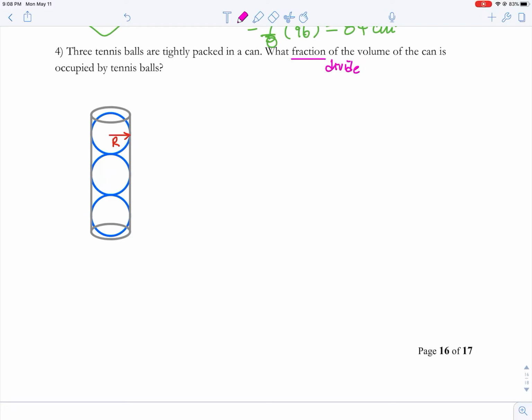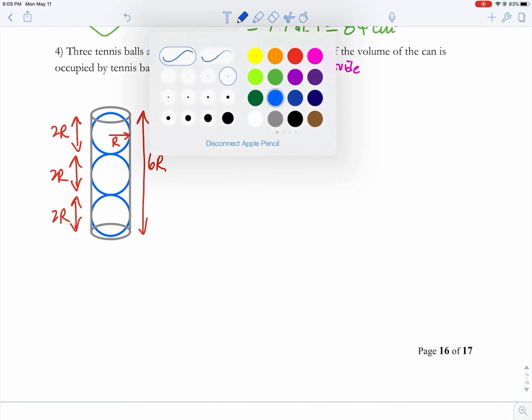So I've drawn three spheres, and when you're drawing spheres in 2D, you can just draw a circle. So 3 spheres, and if the radius of one of the tennis balls is r, that means that the height of that tennis ball is going to be 2r. And if I have 3 tennis balls, each with a height of 2r, that means that the height of my cylinder is going to be 6r. And we'll use that when we figure some stuff out.